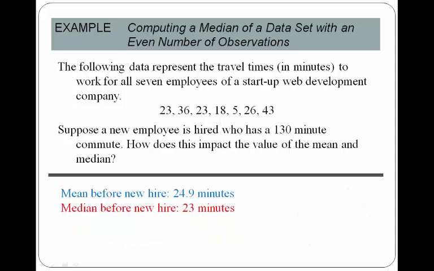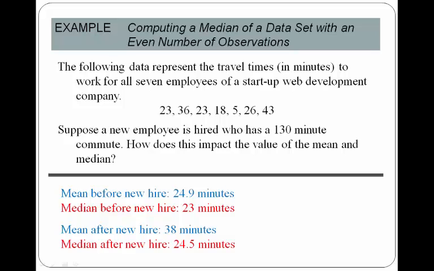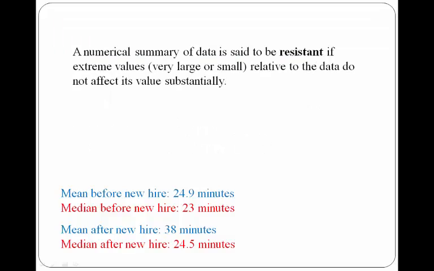We recall from our previous work, we found that the mean before the new hire was 24.9 minutes, and the median before the new hire was 23 minutes. After the new hire, the mean went up to 38 minutes, and the median went up to 24.5 minutes. A numerical summary of data is said to be resistant if extreme values, very large or small relative to the data, do not affect its value substantially.